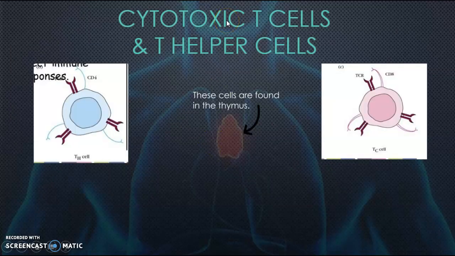Okay, so our cytotoxic T cells and T helper cells. They are part of T lymphatic cells, and they are lymphoid cells. These mature in the thymus, which is located between your lungs. They express a unique antigen binding receptor called T cell receptors. These T cell receptors recognize MHC markers. There are 2 types of these cells: the T helper cells and the cytotoxic T cells. These aid in immune response.